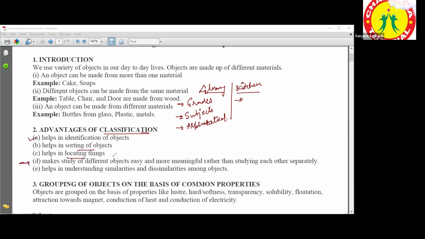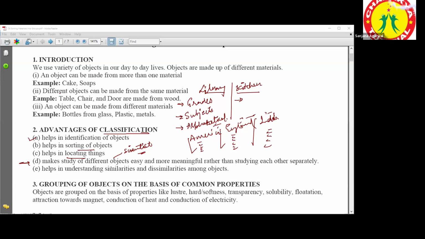Actually, this point is more useful for scientists, the people doing research on different materials. Suppose a person is researching on animals. First, the person can classify that these animals were found in America, these animals were found in England, and these animals were found in India. The weather and climate conditions of all of these are very different. So it makes it easier for scientists to study the things separately, and it makes it more meaningful for them.